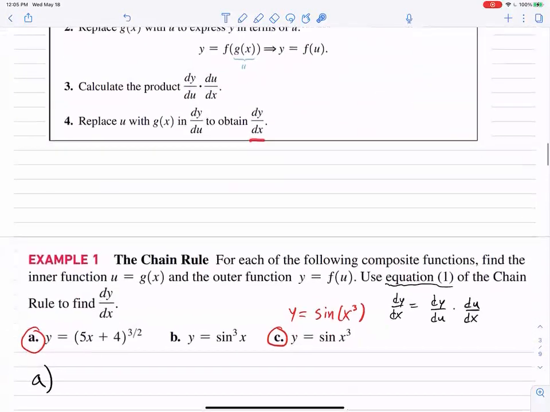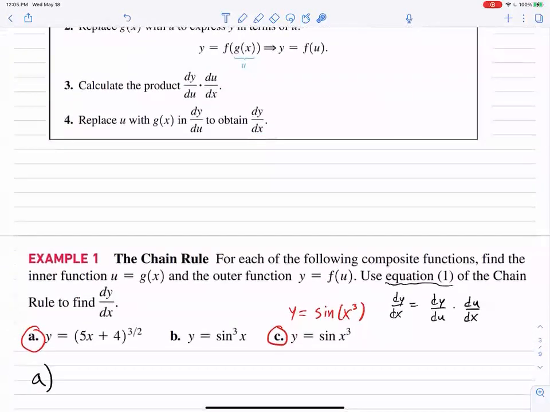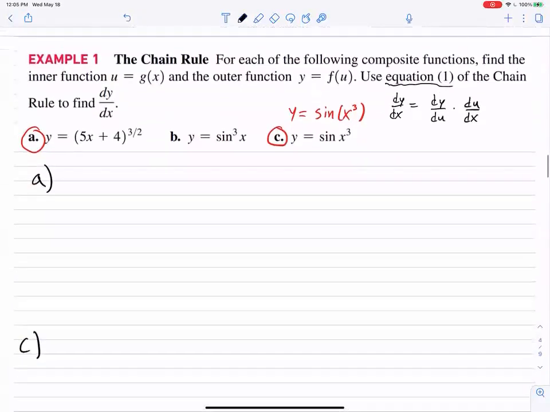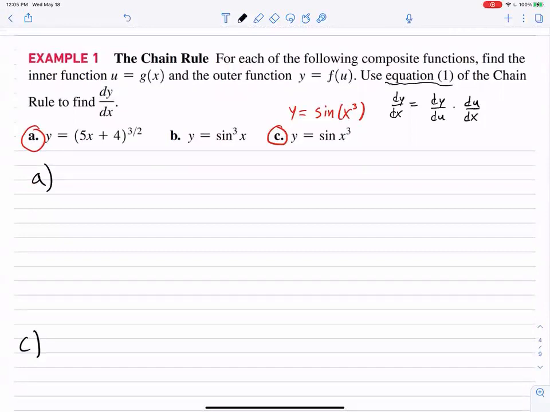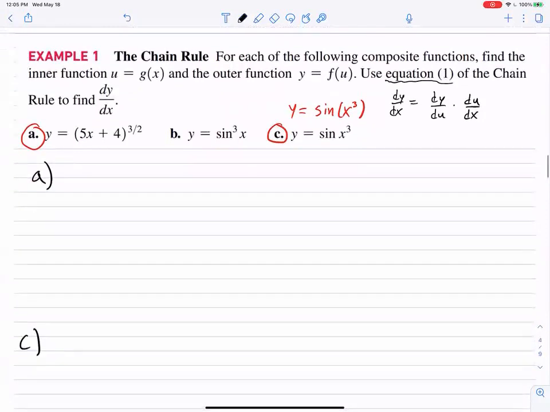So that's kind of the long way to do it. And we'll do a couple like that. And then I'll show you kind of a shortcut when you get more comfortable. But let's do it the long way. So doing this the long way. So what is the inside function? So g of x is the inside function. The inside function is 5x plus 4, right?